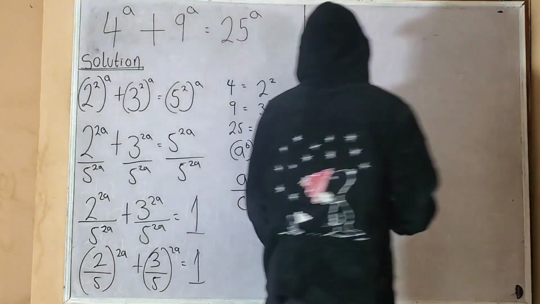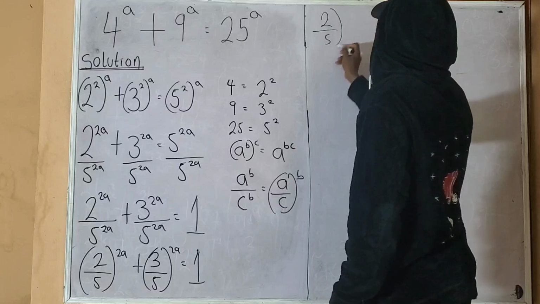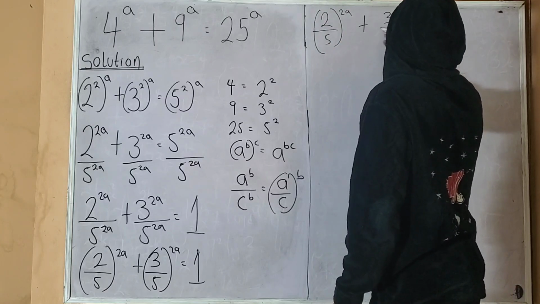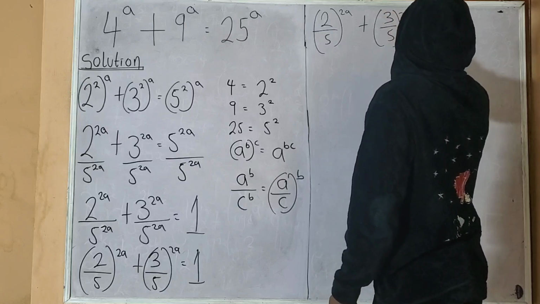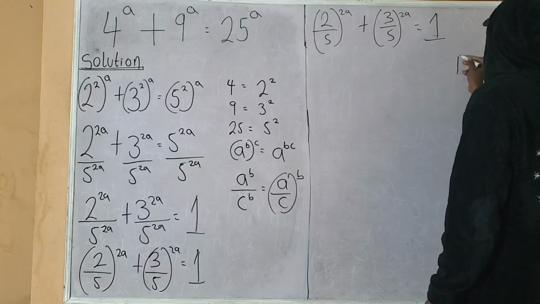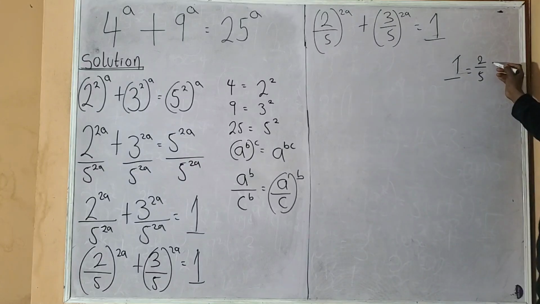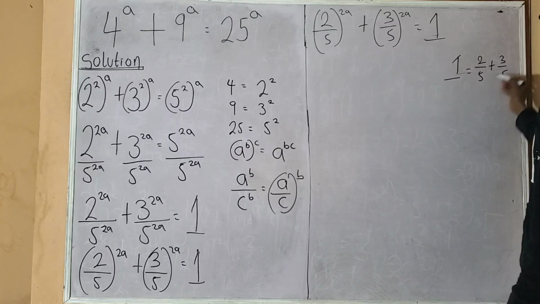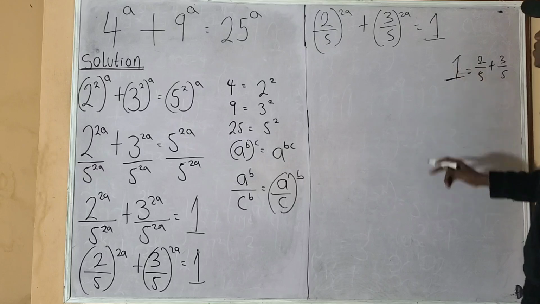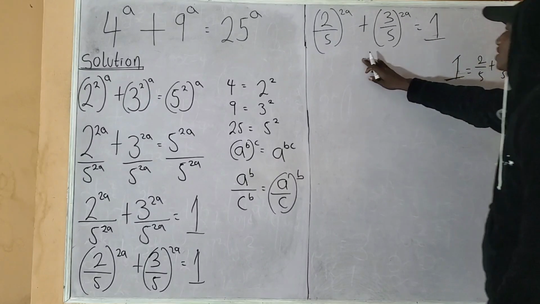Now, please permit me to rewrite the equation here. We have 2 over 5 raised to the power of 2a plus 3 over 5 raised to the power of 2a. This is equal to 1. Okay. Do you know that 1 can be written as 2 over 5 plus 3 over 5. If you sum this and this together, you're going to obtain 1 as the answer. So I'm going to replace 1 as 2 over 5 plus 3 over 5 in this equation.